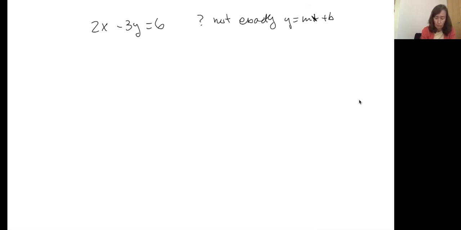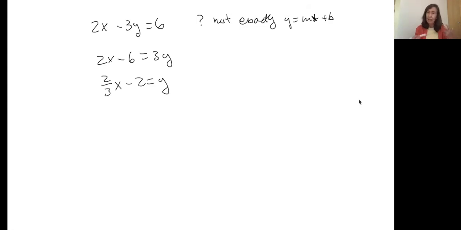So subtracting 2x and adding 3y to both sides, I get this. So I'll end up with 2/3 x minus 2 equals y. Okay, so in general, when you have functions or equations, I guess there's a function kind of implied here, but it's not written in a form that we would necessarily interpret as a function.